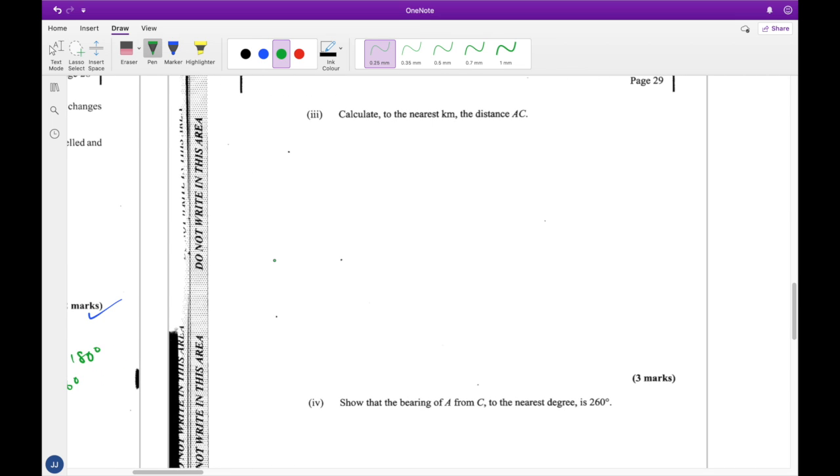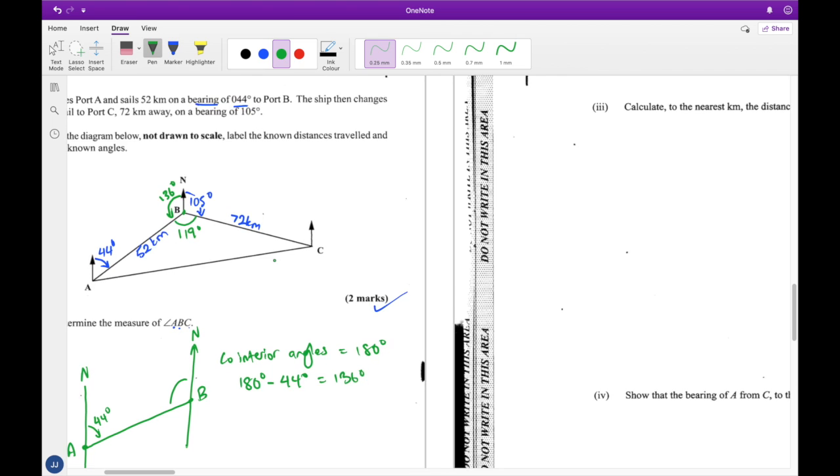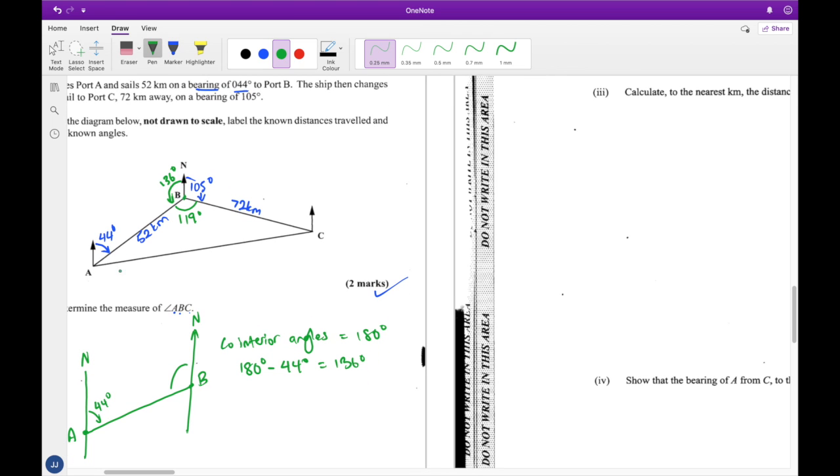Calculate to the nearest kilometer the distance AC. So AC is this distance here. Let's call this the side A. I want to calculate this distance over here. Well, I can see that I'm dealing with a triangle, and because it's not a right-angle triangle, the only tools that I have right now are my sine and cosine rules. So maybe one of them might help.